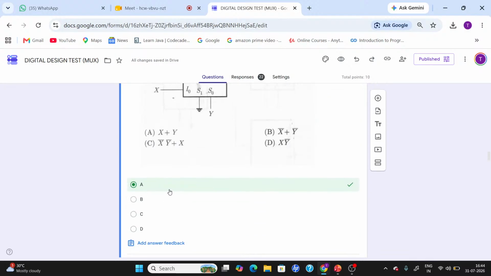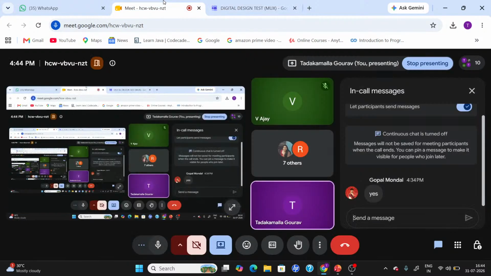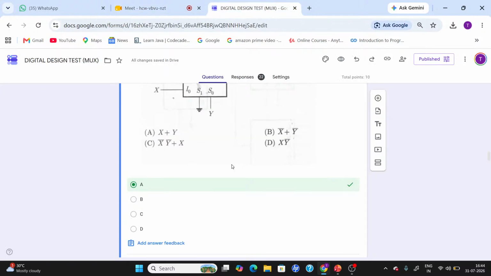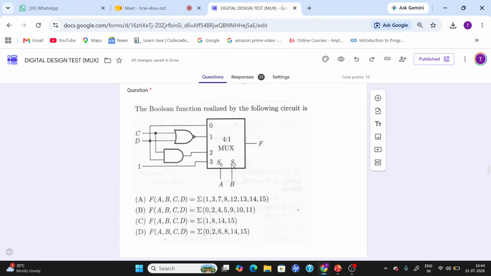Yes, option. Okay. Any doubts over here? Okay, fine. Now moving to next question. So we have a Boolean function realized by the following circuit, and they're asking what is a function f.